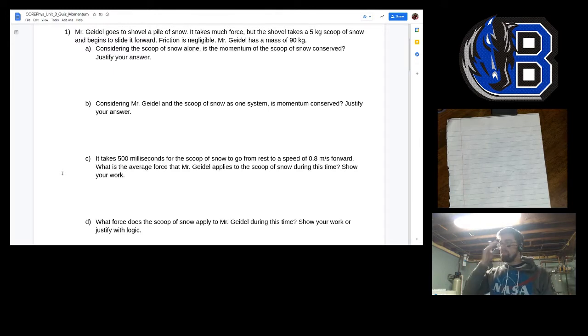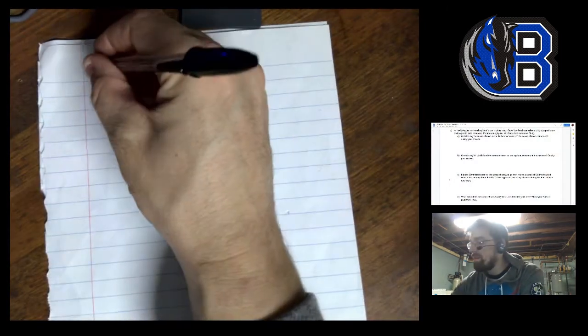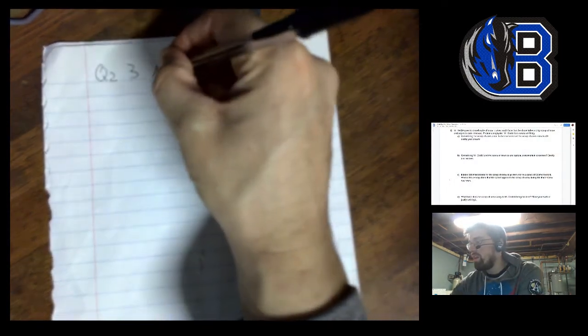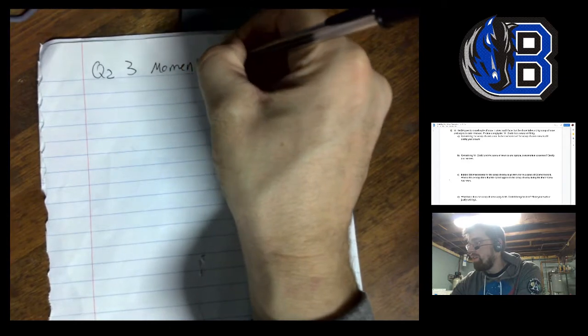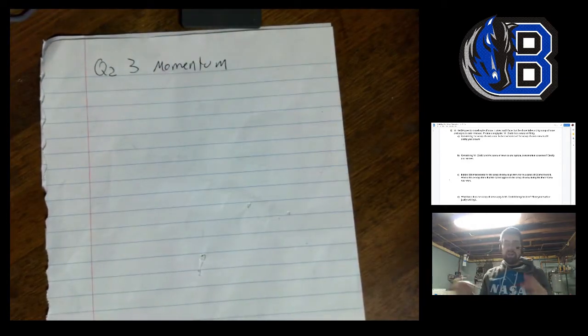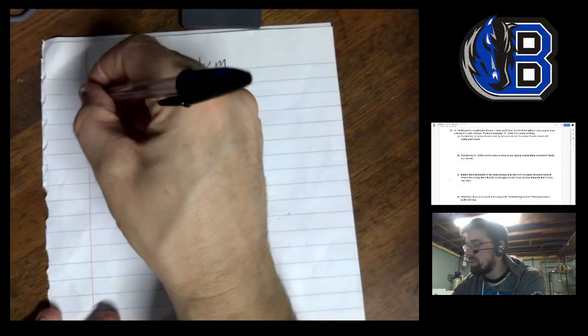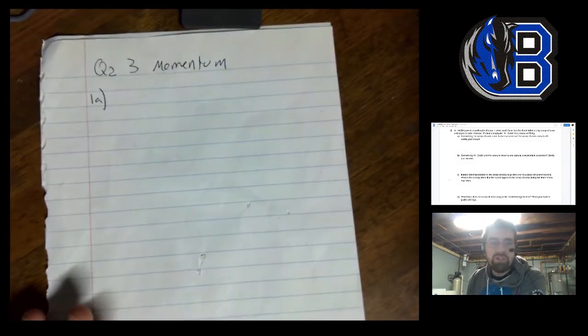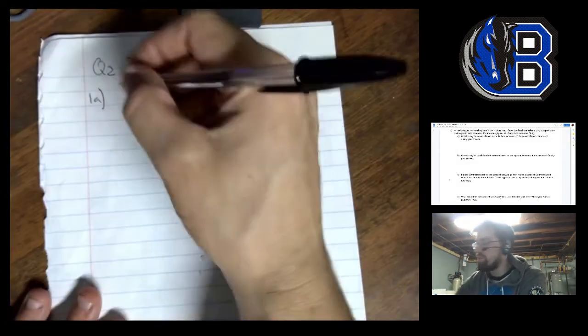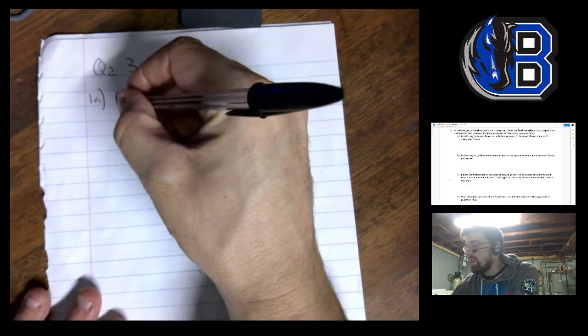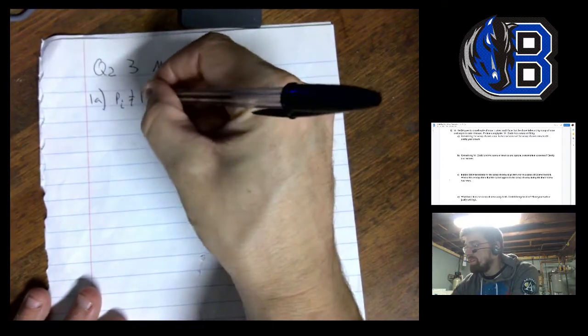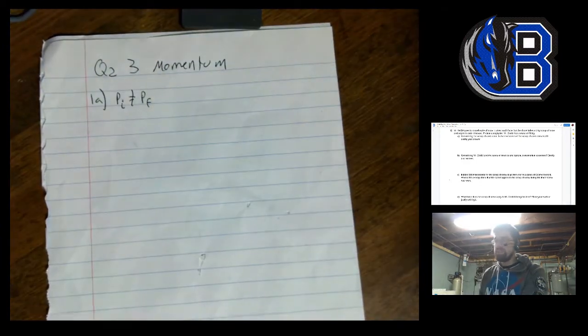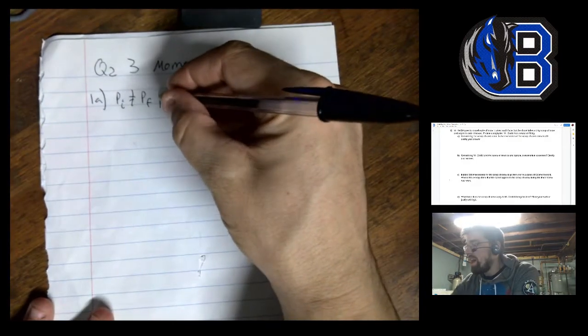Well, the fact that I'm pointing out that I'm only looking at this scoop of snow, that automatically calls out system of interest. So I know I am going to use the fact of what counts as my system to answer this. In just the scoop of snow alone, is momentum conserved? Well, we could talk about how momentum initial doesn't equal momentum final because it goes from rest to some speed. Okay, no, it's not.